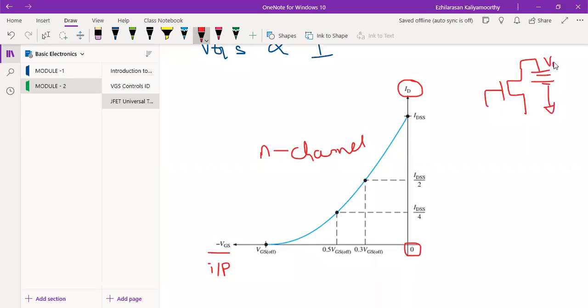This is your VDS. Here I'm connected to ground. Just an example I'm saying. So if VGS is connected to 0, what will happen? The VDS is connected, the maximum voltage will be here. If VDS is there, then I can say what the current will be. The ID also will be maximum. That is IDSS, the maximum current you will get when VGS is equal to 0.